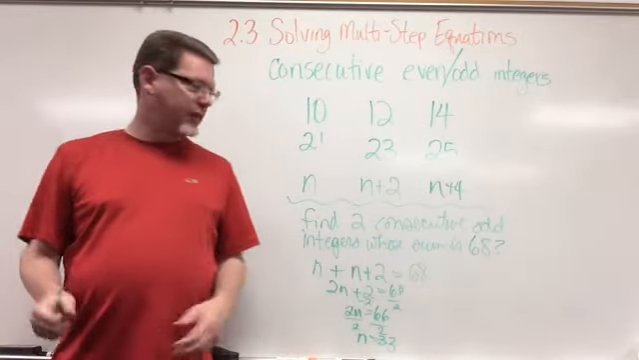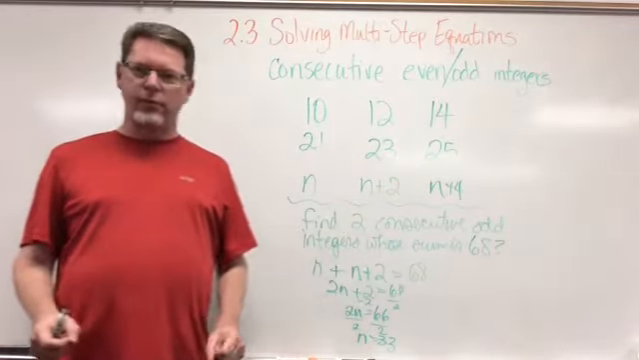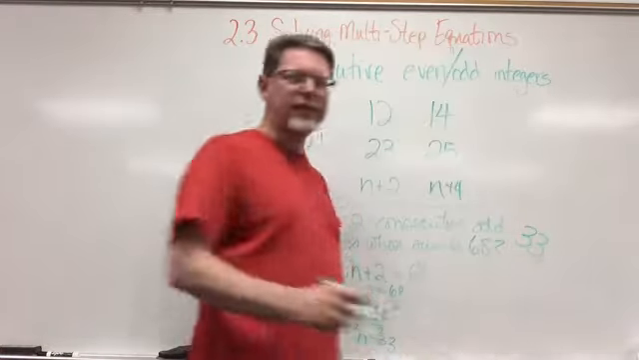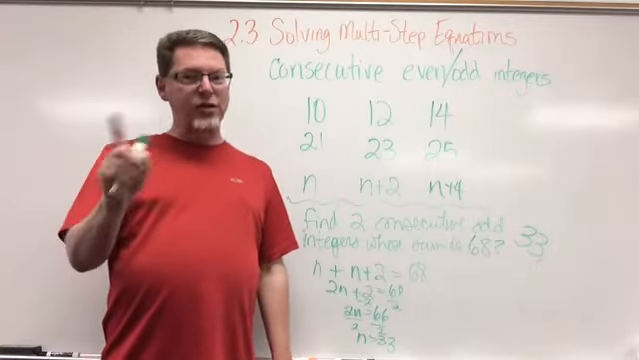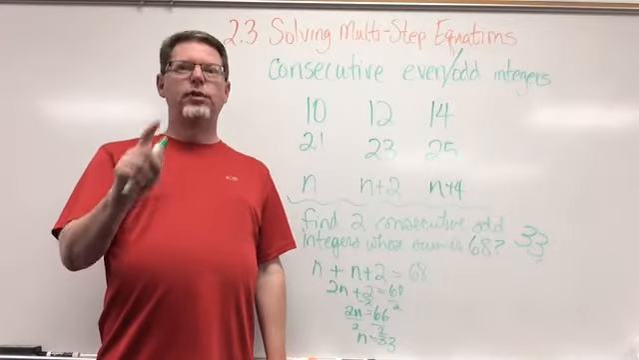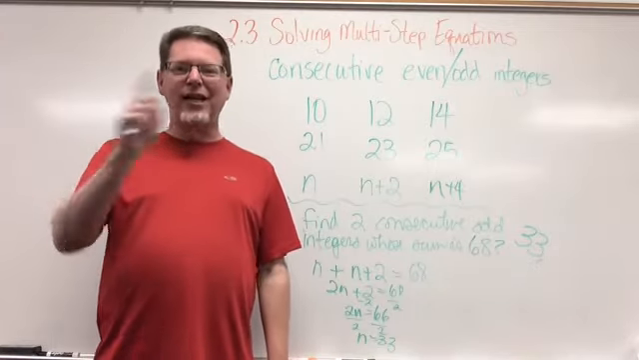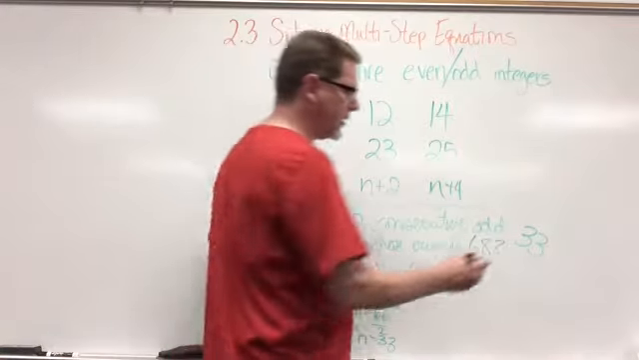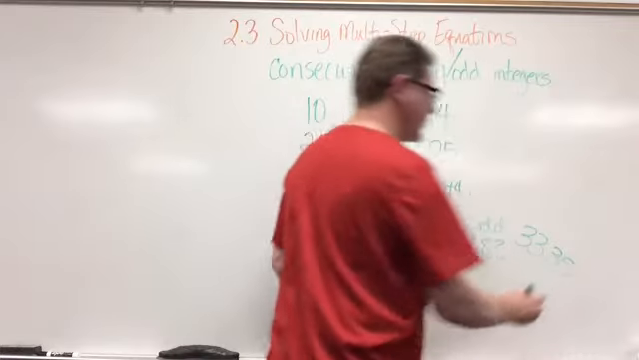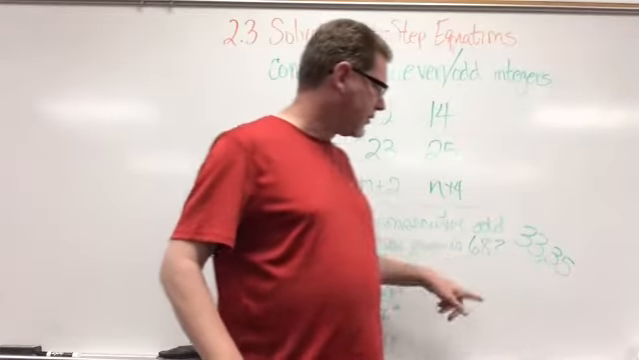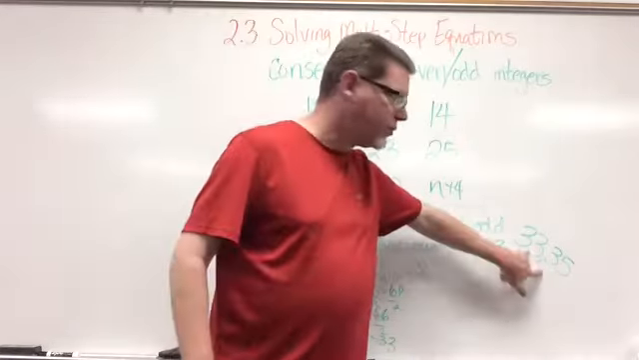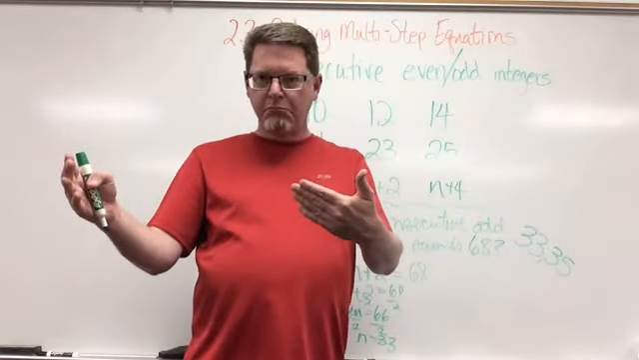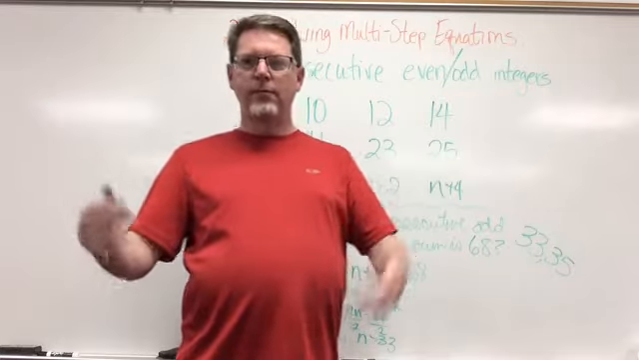Well, no, you're not done, because it says find two consecutive odd numbers. So I know that the first one is going to be 33. What's the second one going to be? No, it's not 34, because that's not consecutive odd. I need consecutive odd, so I've got to add 2 to 33, and that's going to be 35. And don't you agree with me that 33 plus 35 equals 68? And those are two consecutive odd numbers, because 35 comes after 33 when we're talking odd numbers.